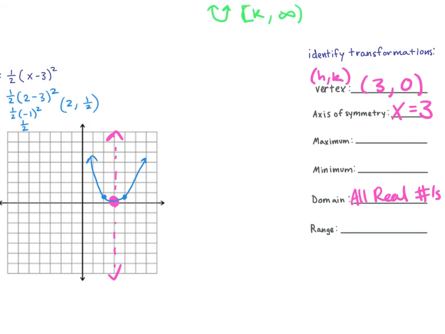Is our vertex at the maximum or minimum here? The minimum. And what's our minimum value? 0. It's the second number in our vertex, 0. And then what's our range? It opens up, so we start with what? Start with our k. What's our k? 0. And go to infinity.